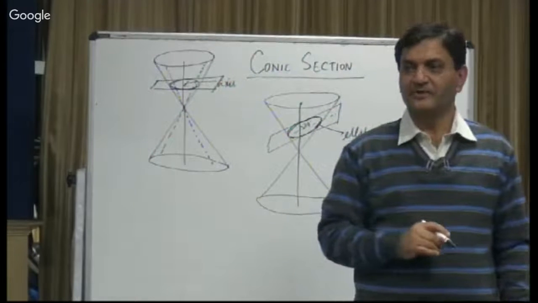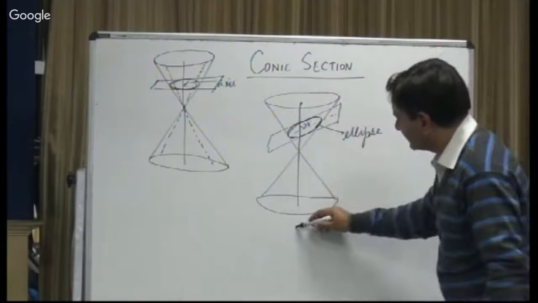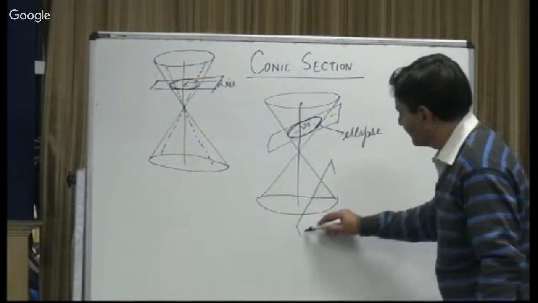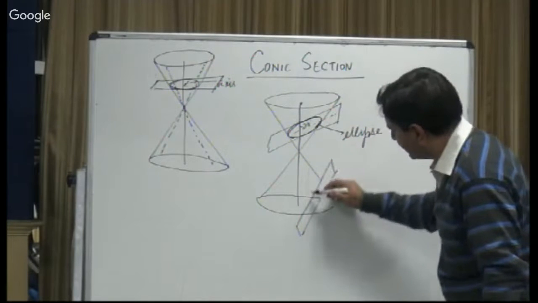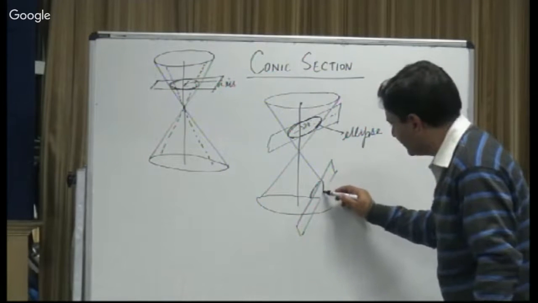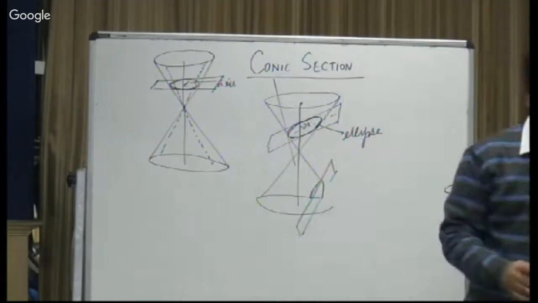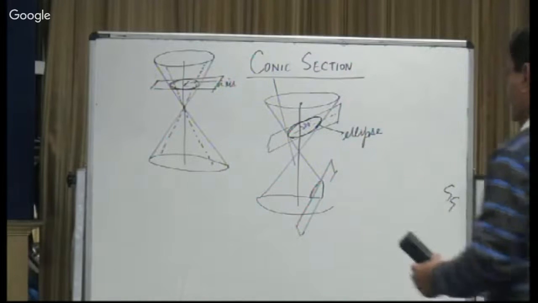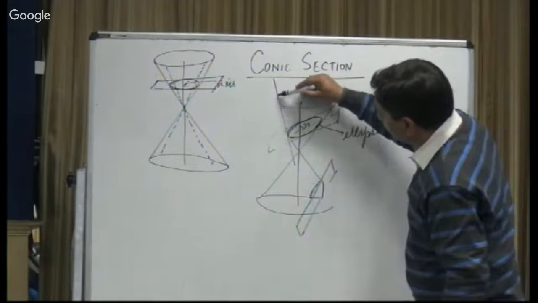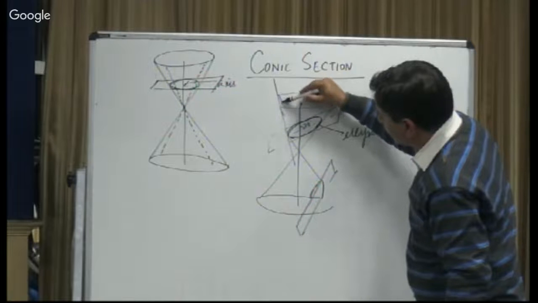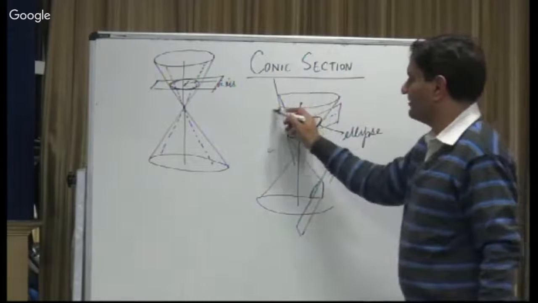And when will you obtain a parabola? If the plane cuts it like this, right? See, what sort of curve will be formed? The common points will be like this. Or if this part is being cut, right? The point of intersection of this plane will be a curve of this form, and it will keep on opening up. So a parabola will be formed.